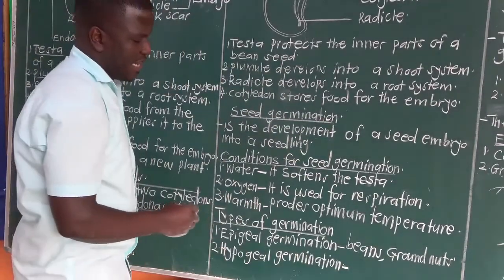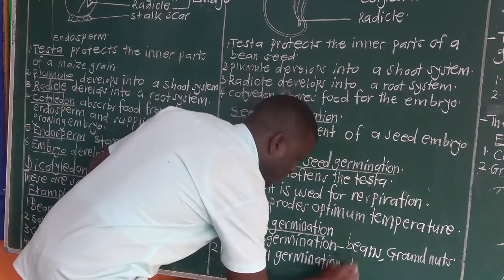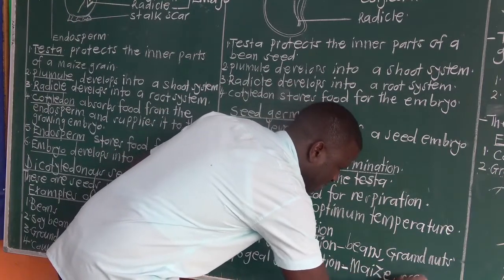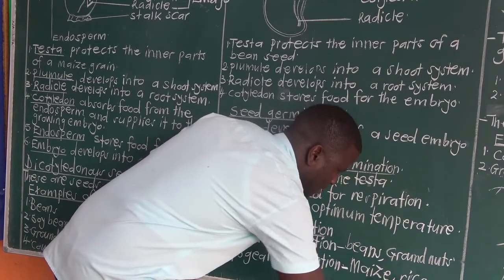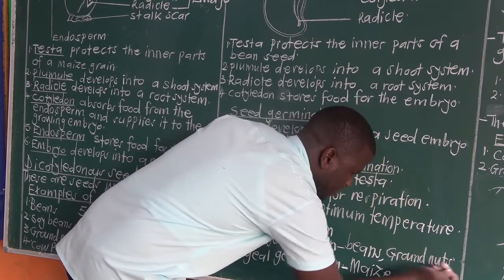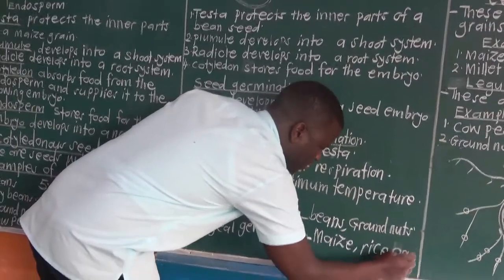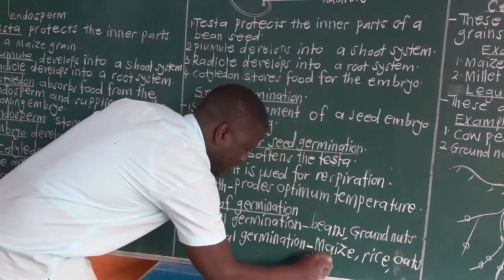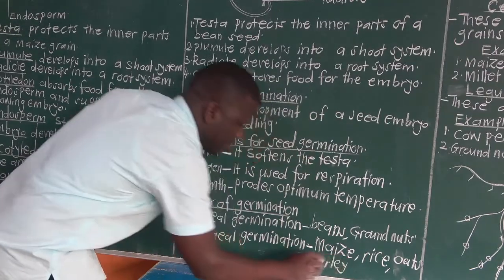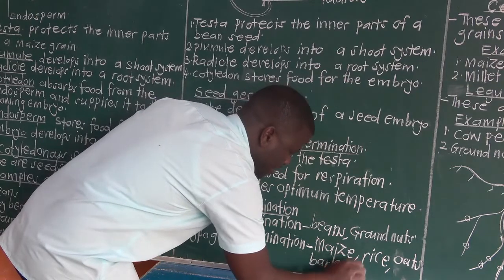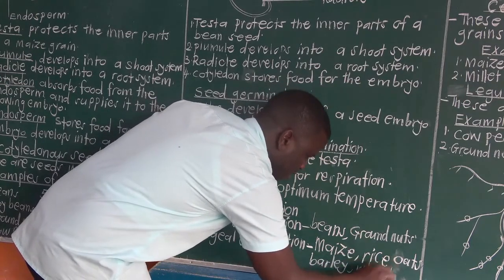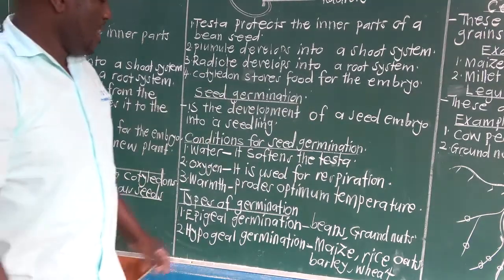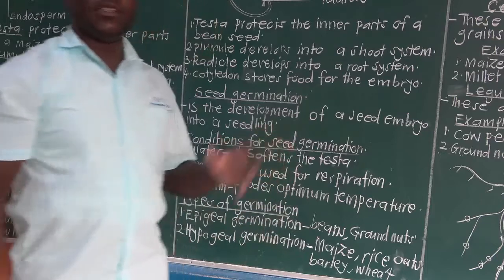Examples of plants that carry out hypogeal germination, we have maize, rice, then we have oats, barley, then we have wheat. We have sorghum, millet, and so on. They carry out hypogeal germination.